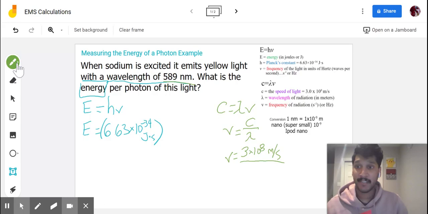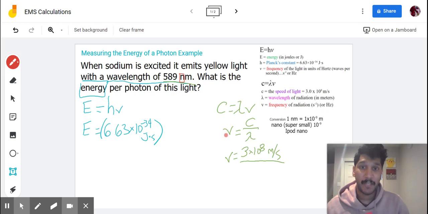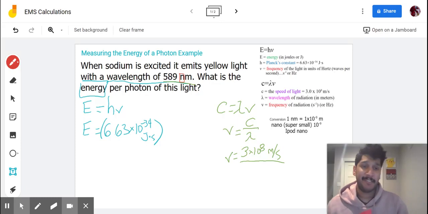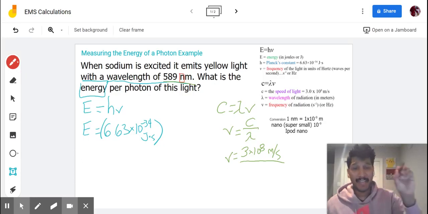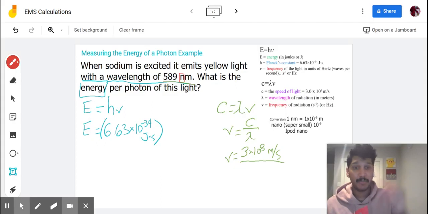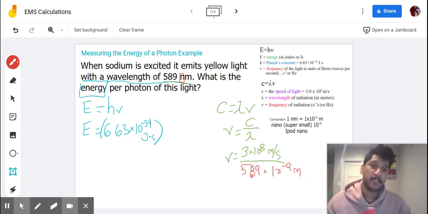Before I can sub this in, if we notice, nanometers does not match up with my unit of meters. I don't know if this is before your time, but think of iPod nanos. Nano is just something super, super small, right? So 1 nanometer is equal to 1 times 10 to the negative 9th meter. That's like moving our decimal to the left 9 times, so it would be a super small number, 0.000000589. But we can leave this in scientific notation. So all we're going to do is put 589 times 10 to the negative 9th meters.